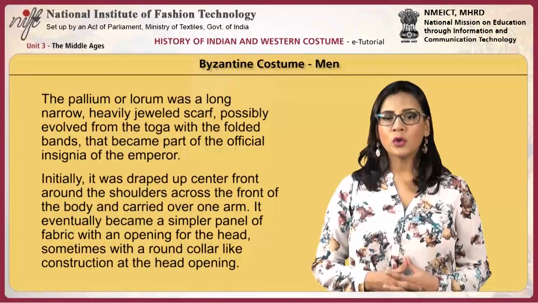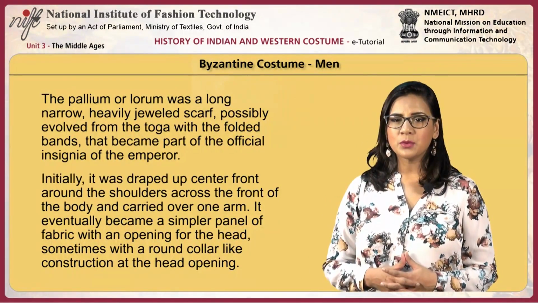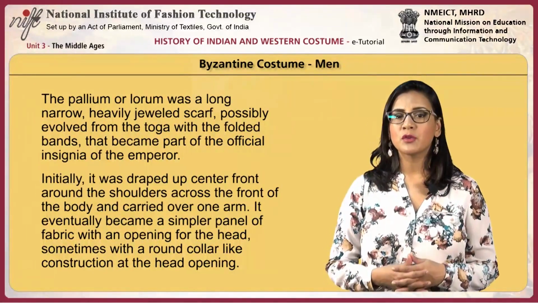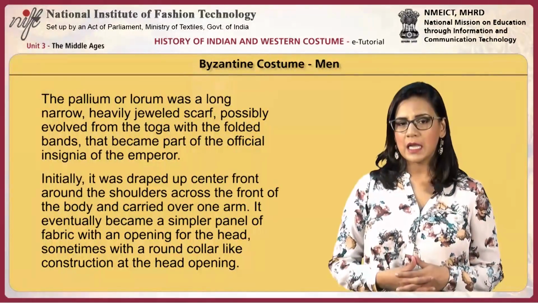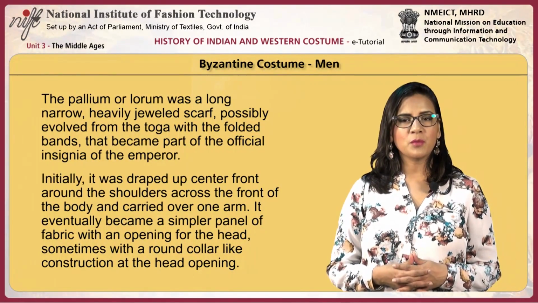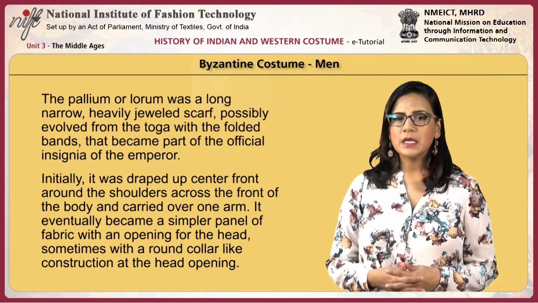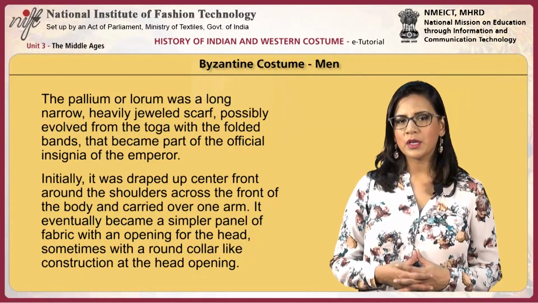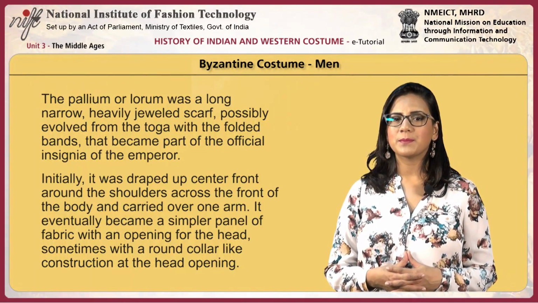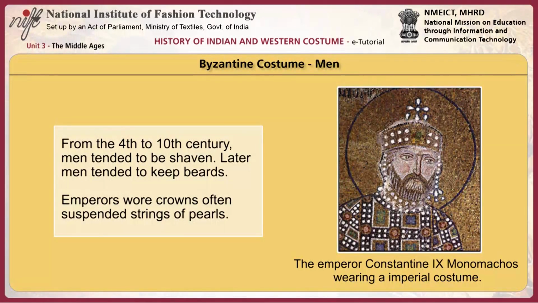The pallium or lorum was a long, narrow, heavily jeweled scarf, possibly evolved from the toga with the folded bands that became part of the official insignia of the emperor. Initially, it was draped up center front, around the shoulders, across the front of the body, and carried over one arm. It eventually became a simpler panel of fabric with an opening for the head, sometimes with a round collar-like construction at the head opening. From the 4th to 10th century, men tended to be shaven. Later, men tended to keep beards. Emperors wore crowns often with suspended strings of pearls.